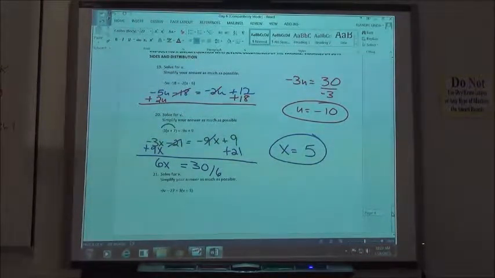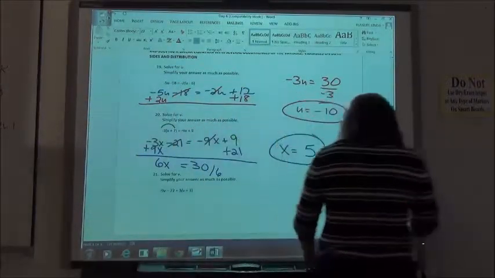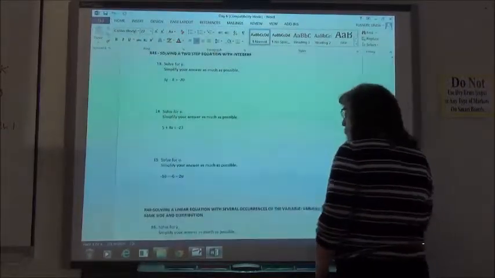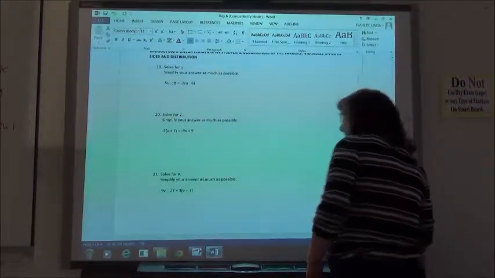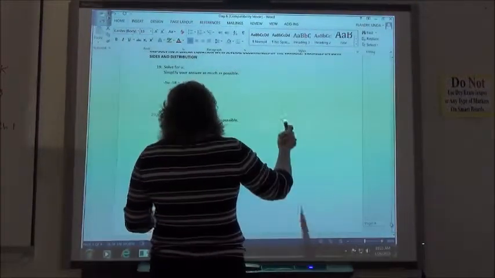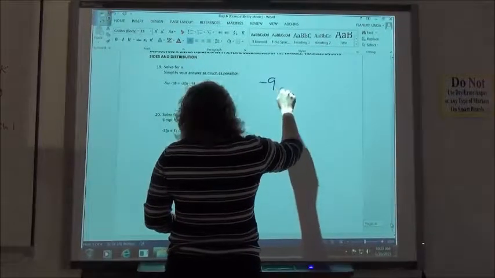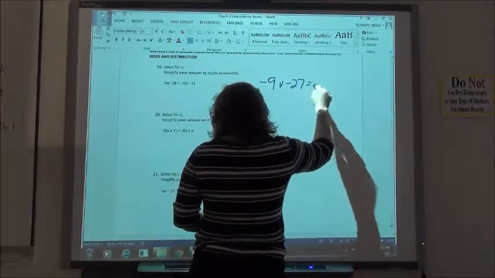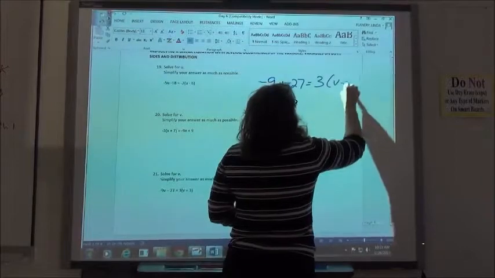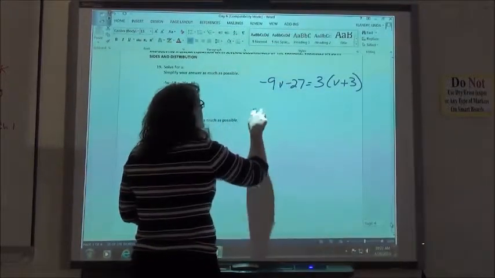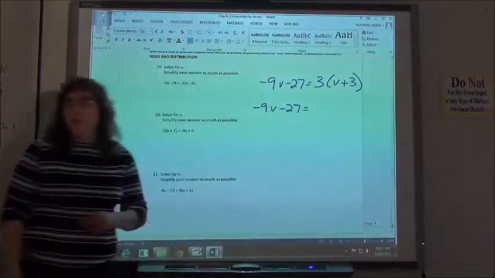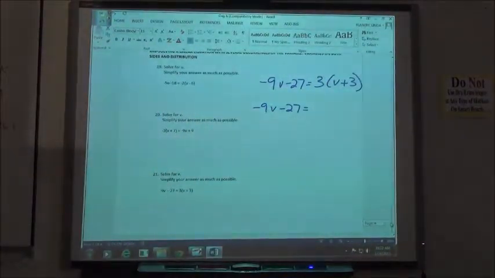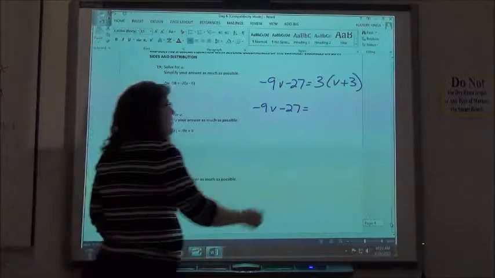Hopefully all this is still review stuff and you already knew how to do it. And we got one last one there, but my page doesn't want me to scroll it since it's on the bottom of the page. So I'm going to rewrite it up here so you can see. Negative 9b minus 27 equals 3 times b plus 3. So we're still going to have negative 9b minus 27. On our right side, we're going to have 3b plus 9.